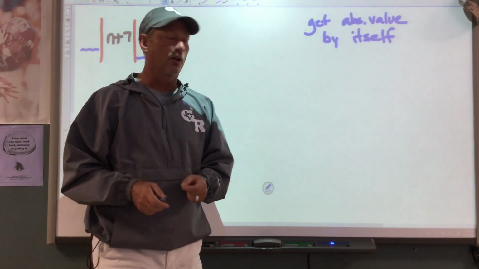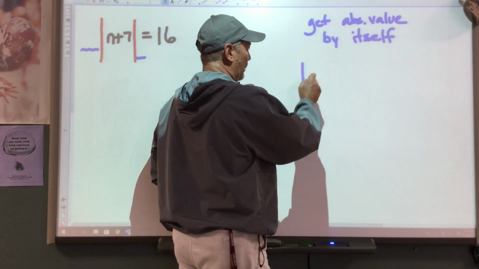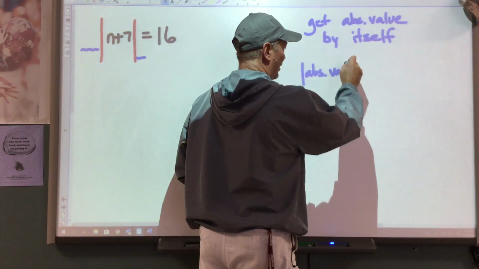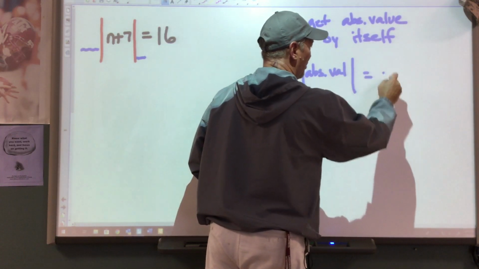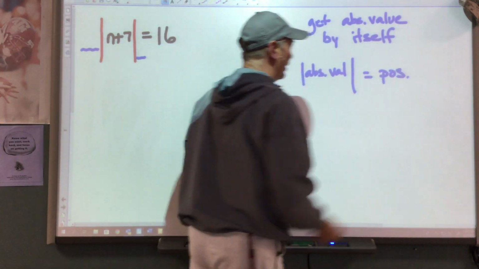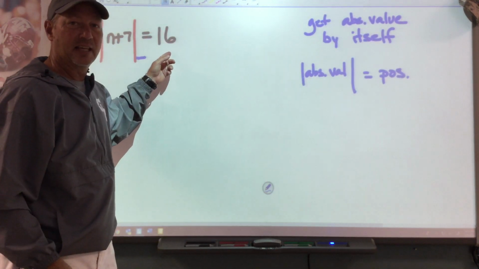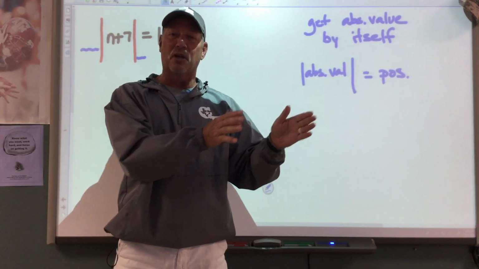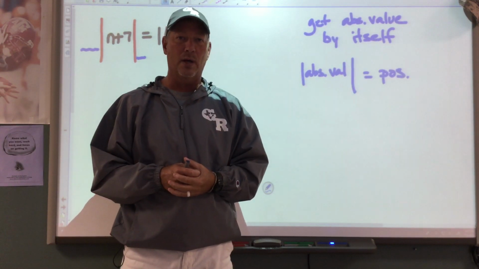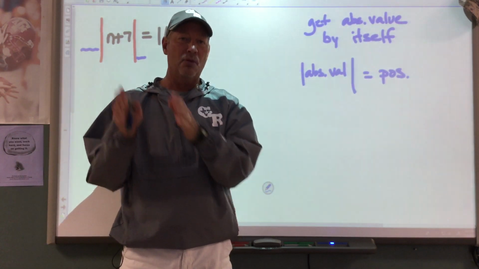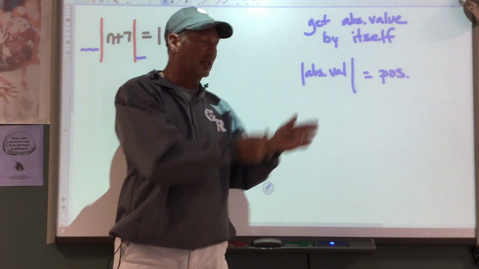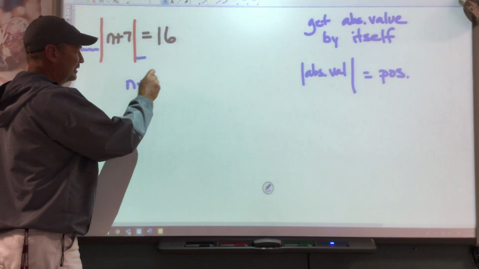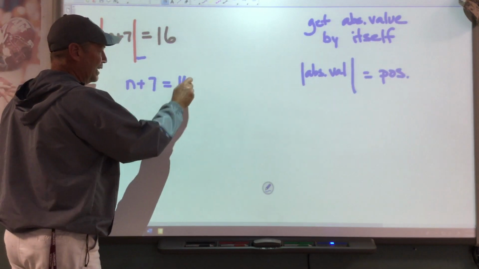And then you ask yourself, all right, does absolute value equal a positive number? Yes, 16 is a positive number. If my absolute value equals a positive number, then I'm going to work it two ways. The first time, you're going to copy it almost like you see it. In this case, I would say n plus 7 equals 16.